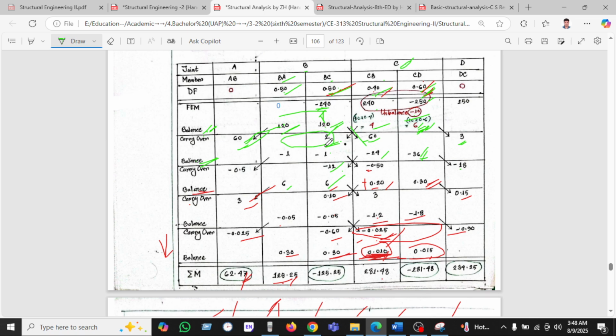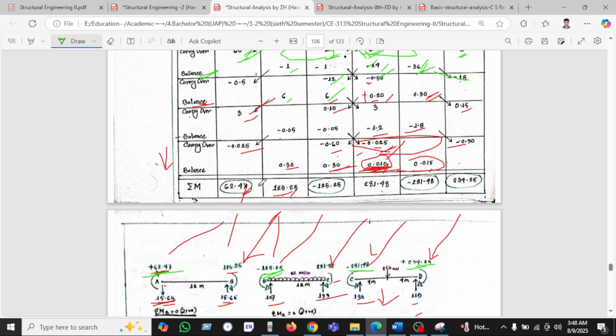Now we can recalculate here, 2 multiplied by the distribution factor, half is 1, and 2 multiplied with half is 1, and this 60 will be multiplied with the distribution factor 0.40, it will be 24. 60 multiplied with the distribution factor 0.60, it will be 36, and 36 carried over is half, 18, and the 24 is also carried over half, which is 12. So after all this carryover we can find the moments.